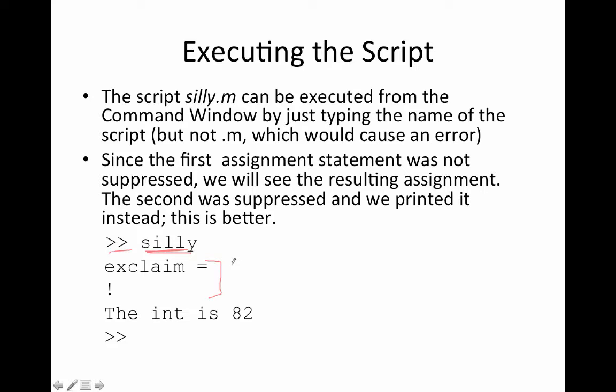And then the second assignment statement was suppressed, so we don't see the result of that assignment, but instead we printed the value of the random integer variable using an fprintf. So it prints in this format, the int is, and then the value of the random integer was apparently 82. So again, executing the script is done by just giving the name of the code file.